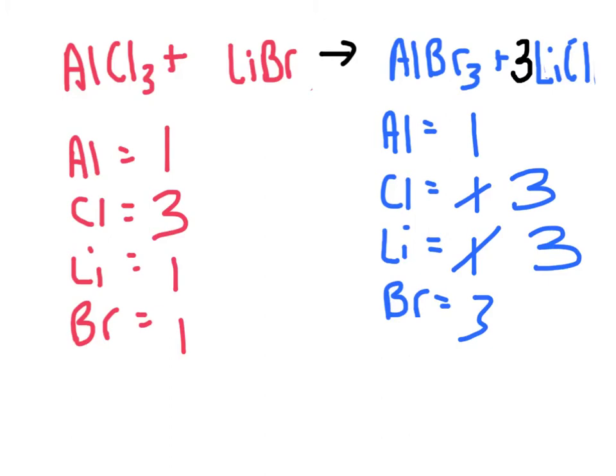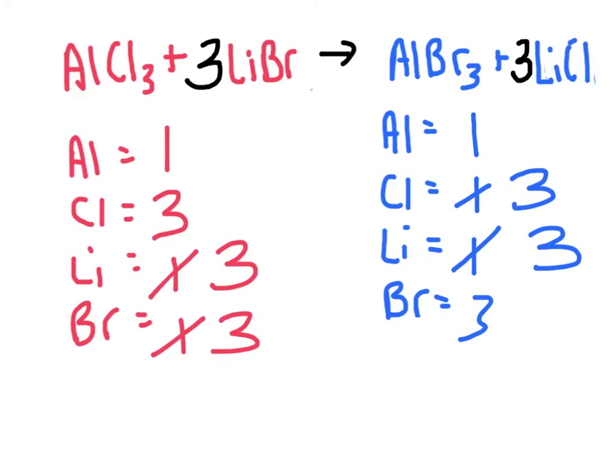So now I need 3 lithiums over here. So go ahead and decide how many of these compounds you need to get 3 lithiums. Pause me and take a guess. Okay, and here we go. If you said that you needed 3, you are correct, because that will give you 3 lithiums, but also 3 bromines. And look at that, we balanced the bromine as well.